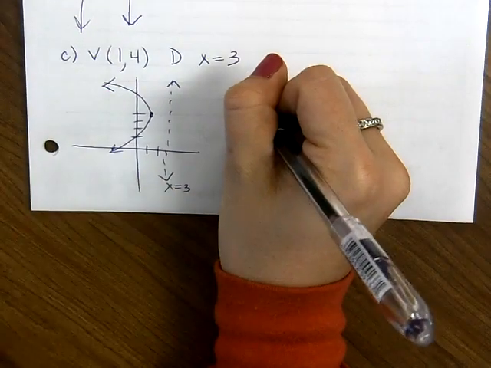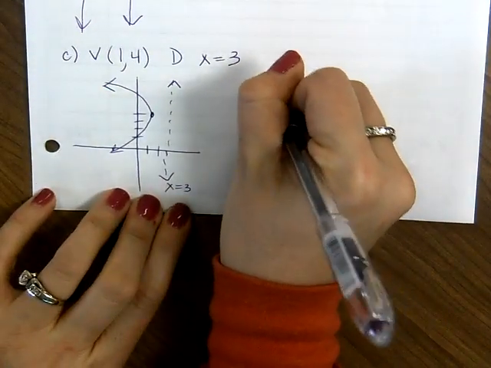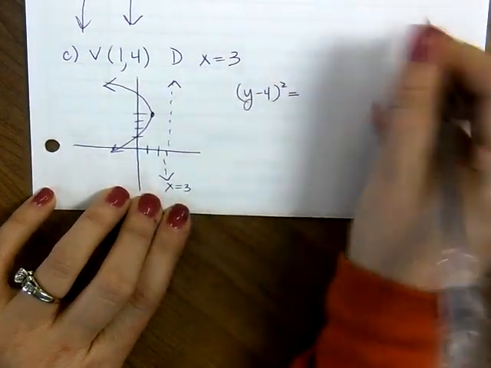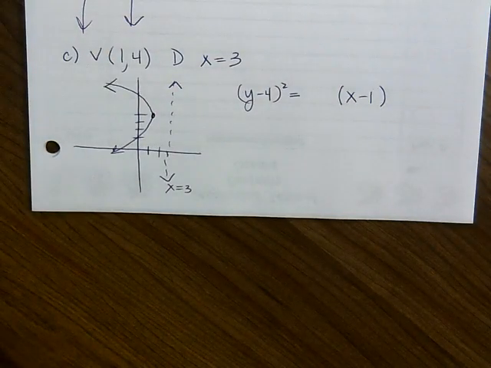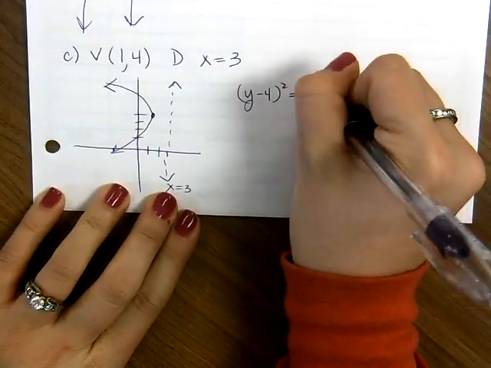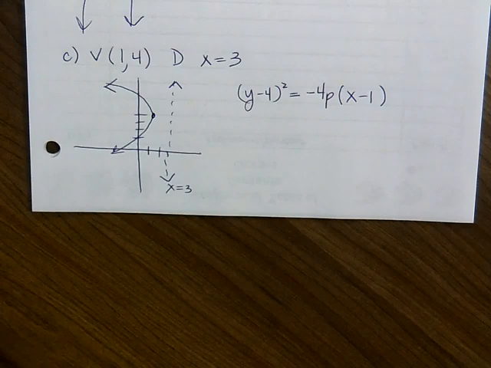So now you should know already y minus 4 squared equals, and then x minus 1. Is it a positive or a negative 4p? Negative, because it points to the left. It points to the negatives. So you have a negative 4p. What else do you know?